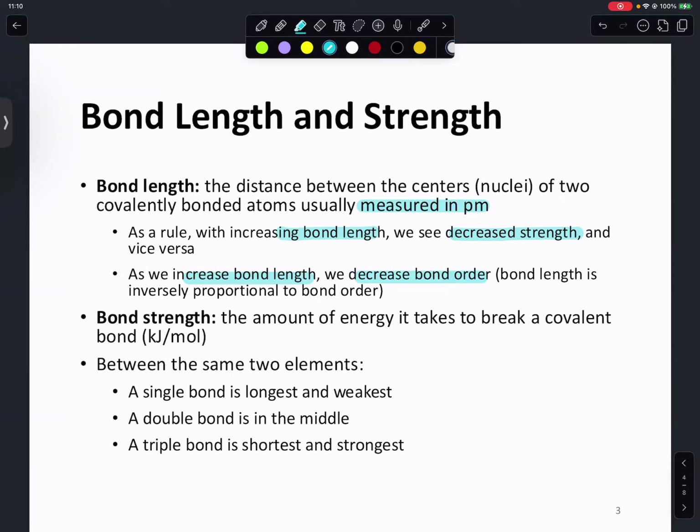Now, bond strength is simply the amount of energy it takes to break a covalent bond, in kilojoules per mole. All right. And between the same two elements, because we will only be comparing two elements in a series of compounds, the bond that is single is going to be longest and weakest, while a double is going to be somewhere in the middle, and a triple bond is shortest and strongest.